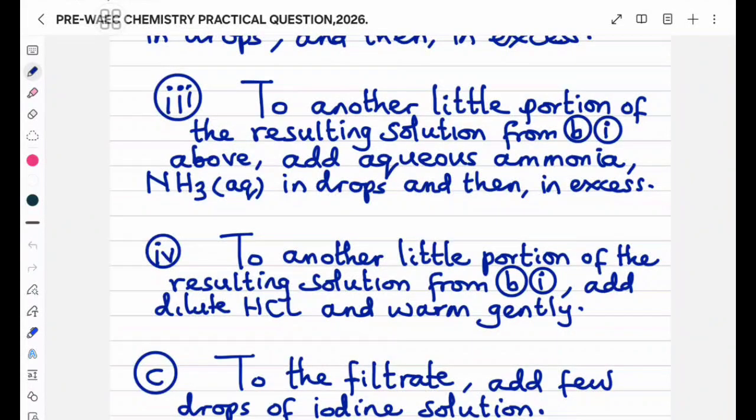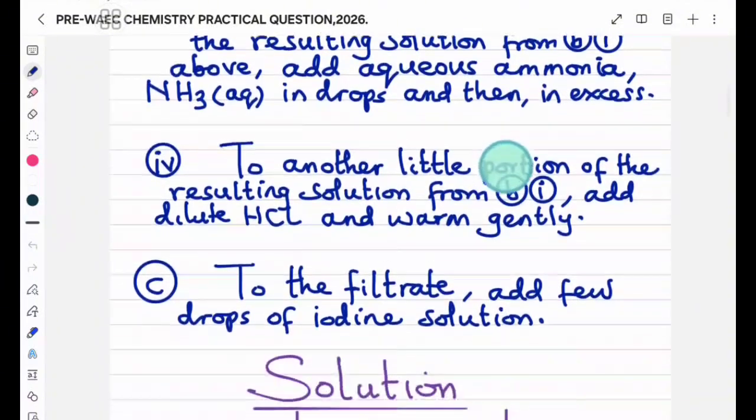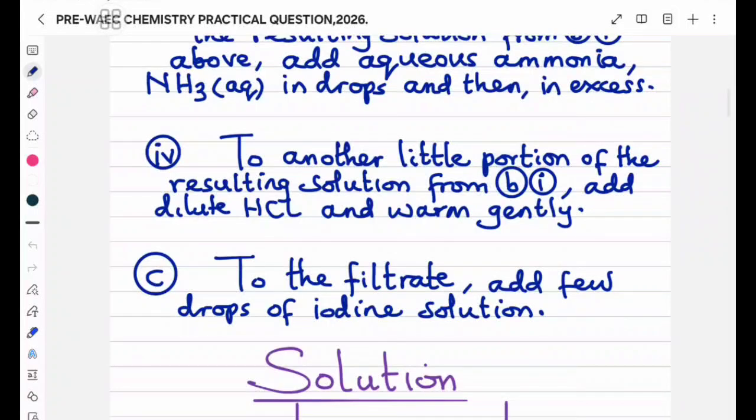Roman figure 4. You take another little portion of the solution from Bi, that is the solution that you prepared on adding dilute HNO3 to the residue. A solution is expected to be formed. So to a little portion of the fresh solution, you add dilute HCl, then warm gently. And Roman figure C, this is a test on the filtrate. So we are to take a little portion of the filtrate and we add few drops of iodine solution.